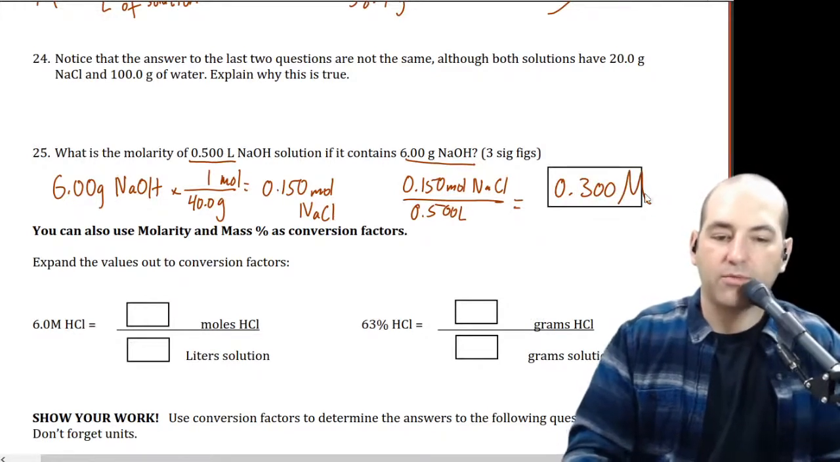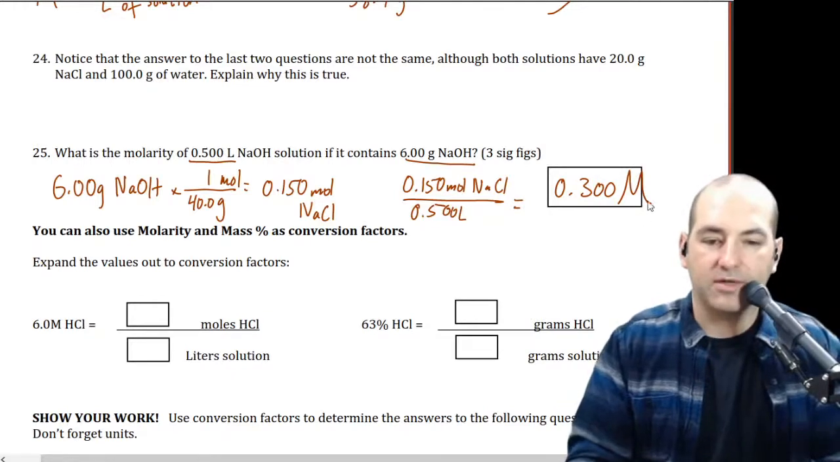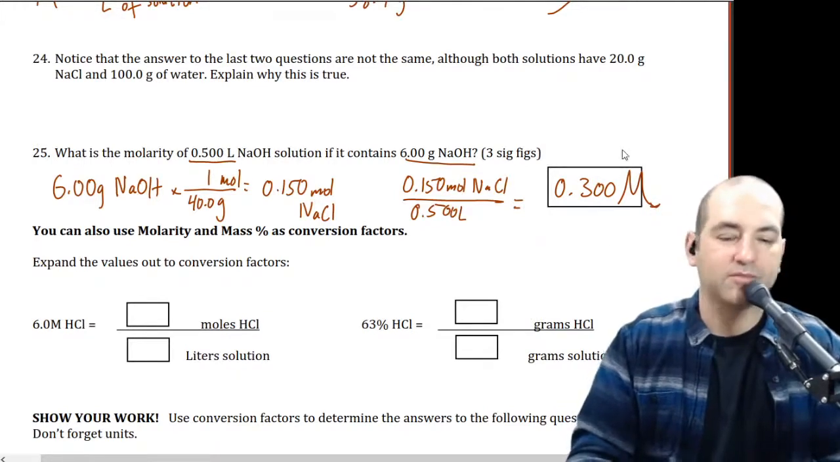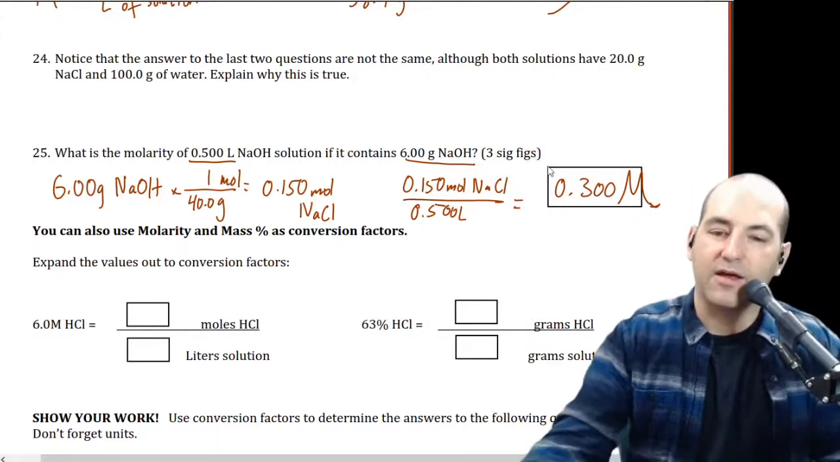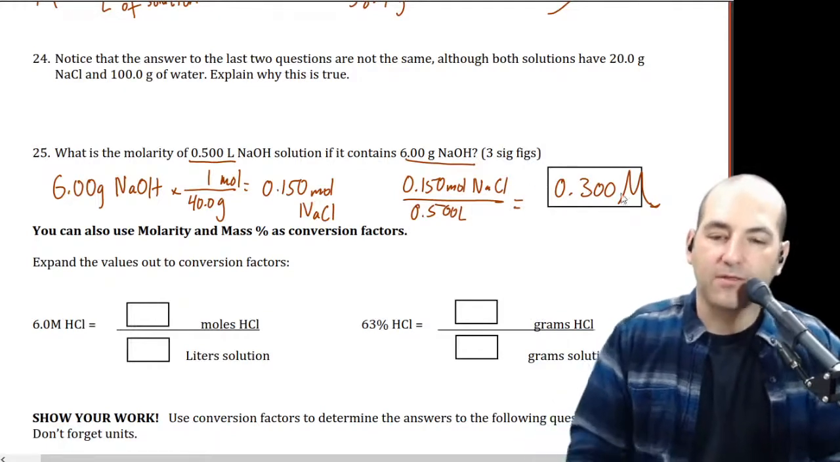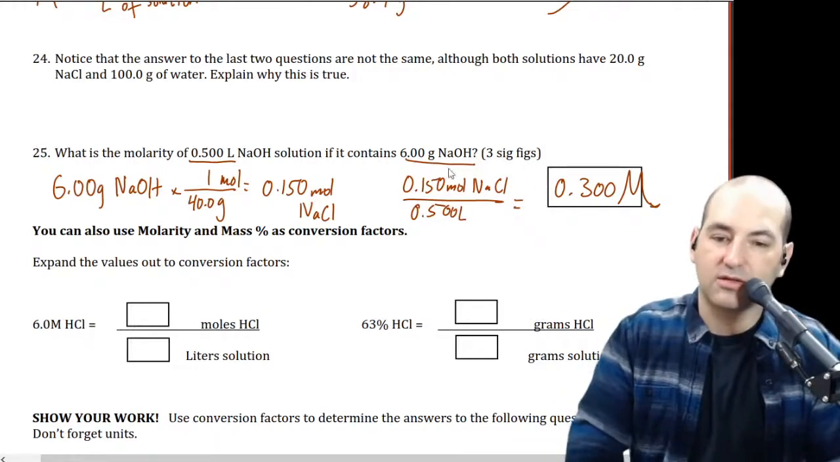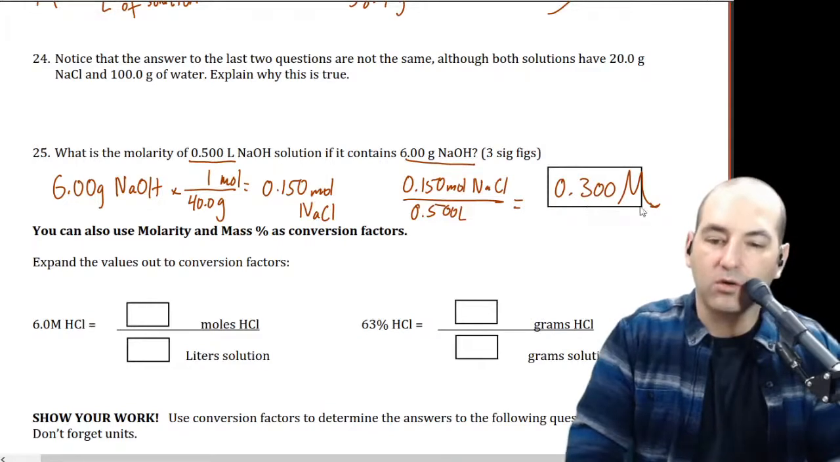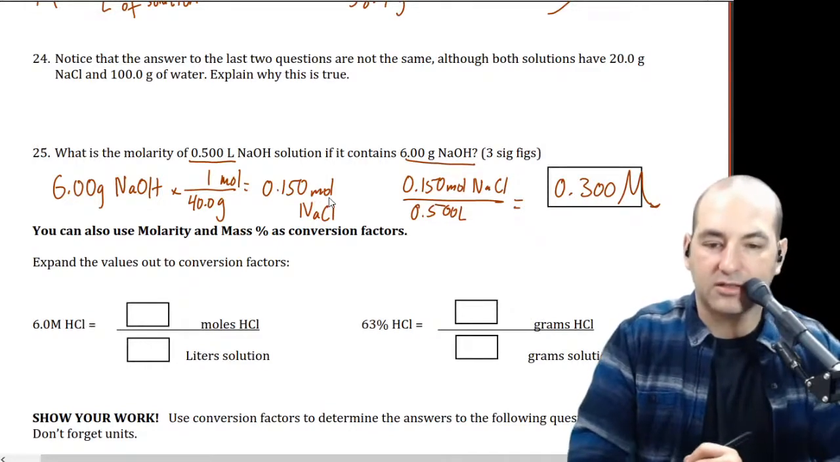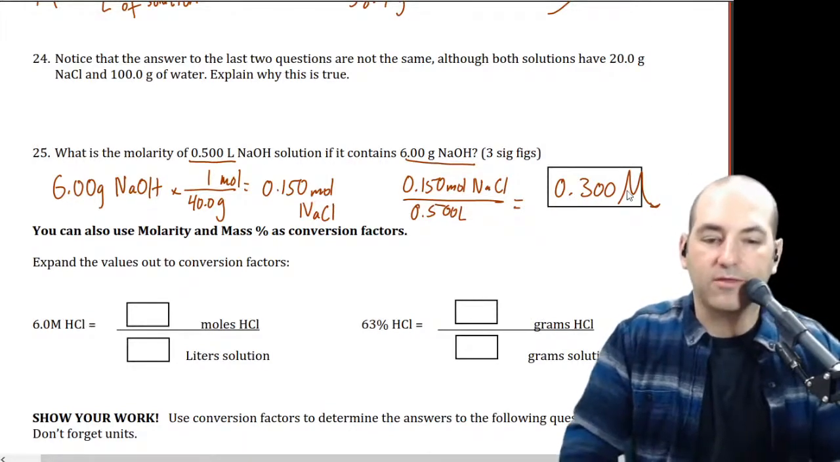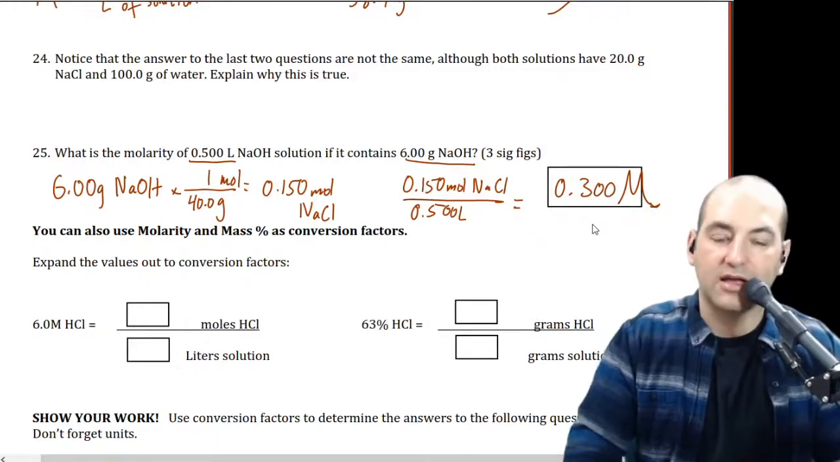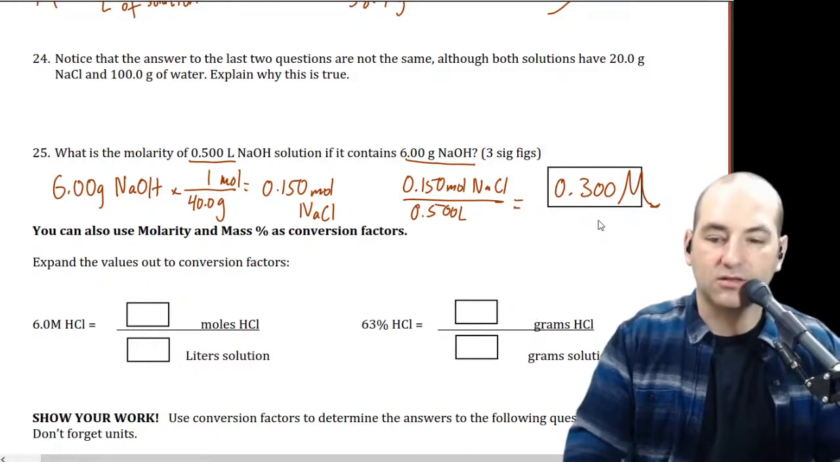0.150 divided by 0.5 is 0.300. And the way we report molarity is with a big capital M that sometimes has a little bit of a loop on the bottom. Sometimes it's just a capital M. Either way is fine. So we have a 0.3 molar solution, is how we would say that, a 0.3 molar solution of sodium hydroxide, which tells us that there are 0.3 moles of sodium hydroxide in every liter of that solution.